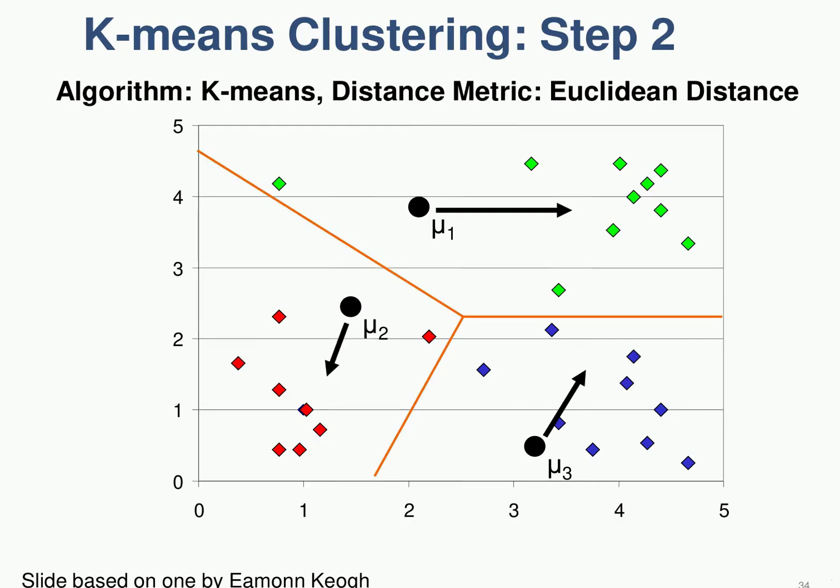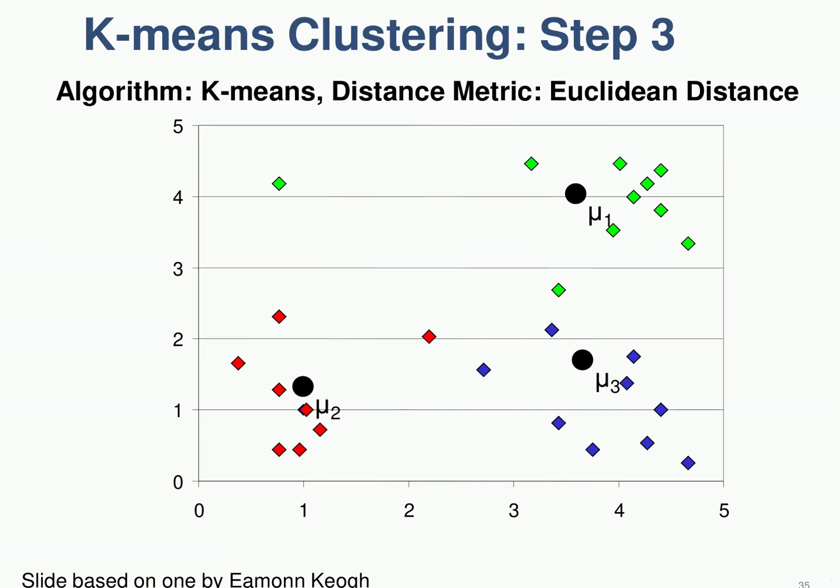In step 2 of k-means clustering, after assigning data points to the nearest centroids, we update the centroids' positions. The centroids mu1, mu2, and mu3 are recalculated as the mean of their respective assigned data points. This adjustment is depicted by the arrows indicating the movement of each centroid towards the center of its cluster. The orange lines represent the decision boundaries, separating the clusters based on the Euclidean distance. This iterative process of realignment continues until the centroids stabilize, ensuring optimal clustering.